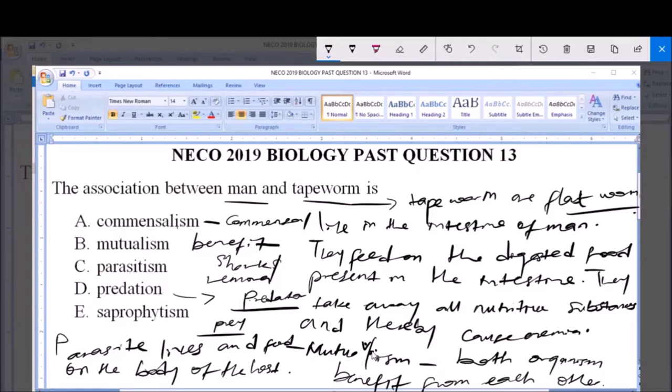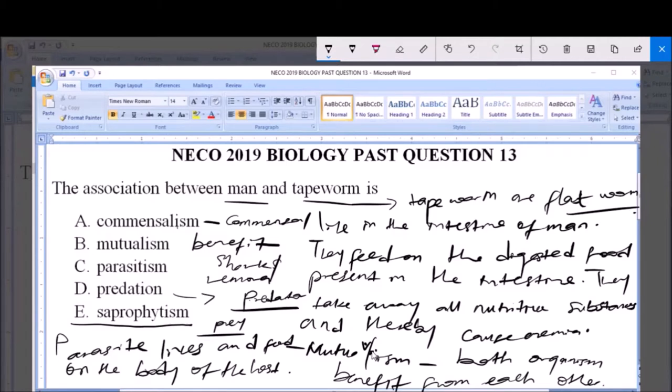Now option E is saprophytism. Saprophytism is a type of relationship whereby organisms feed on dead remains. And the vulture usually practices this saprophytism, this type of association.